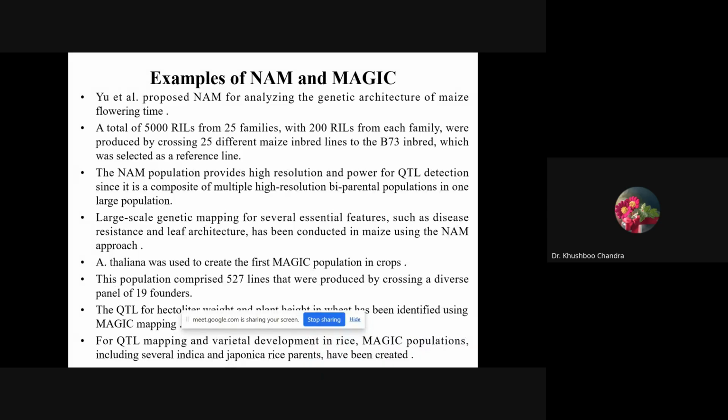till they have selected the reference line for the screening of the trait. The objective is they are confining to flowering time, less flowering time, early maturity. So with that, there are different traits which can be mapped, like disease resistance, leaf architecture in maize, by using this NAM approach. And Arabidopsis thaliana was used to create the first MAGIC population in crop. That's why we call it the Drosophila of the plant kingdom. Right?